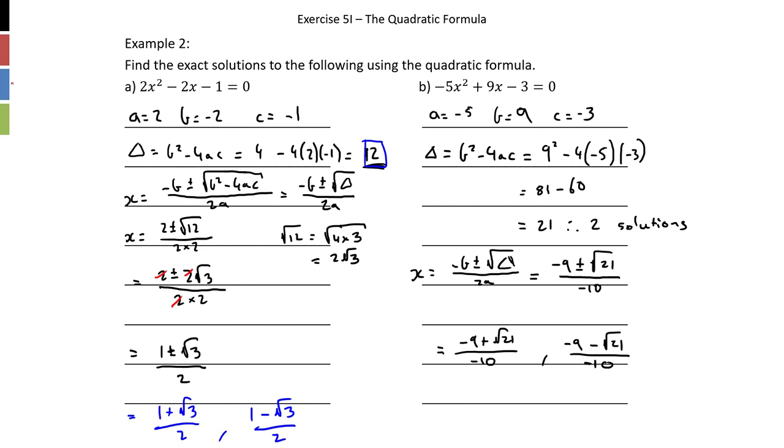Now you could cancel off the negative signs, because that's the same as writing the negatives on the top. So yeah, you can write it that way.